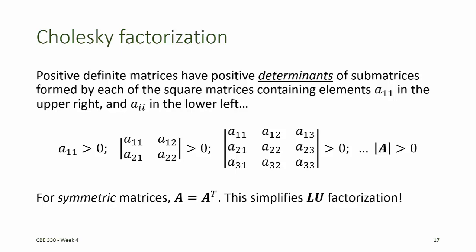That is, the determinants of the submatrices formed by each of the square matrices containing element A11 in the upper left and Aii in the lower right must all be greater than 0. That is, A11 must be greater than 0, the determinant of the submatrix containing the first 2 elements in each row and column must be greater than 0, the determinant of the submatrix containing each of the first 3 rows and columns must be greater than 0, and so on. This is called a positive definite matrix. We'll encounter symmetric positive definite matrices when solving boundary value problems that enable us to use Cholesky factorization.